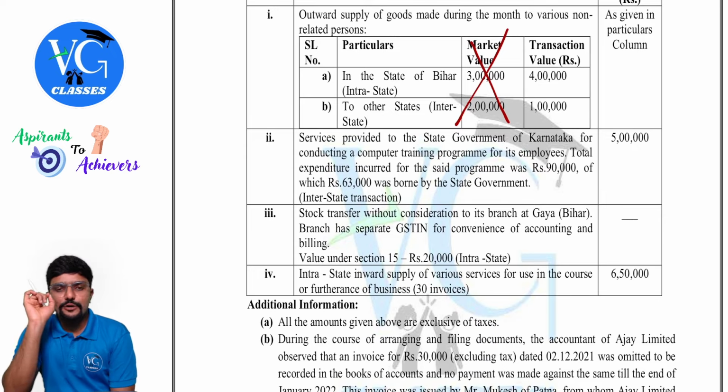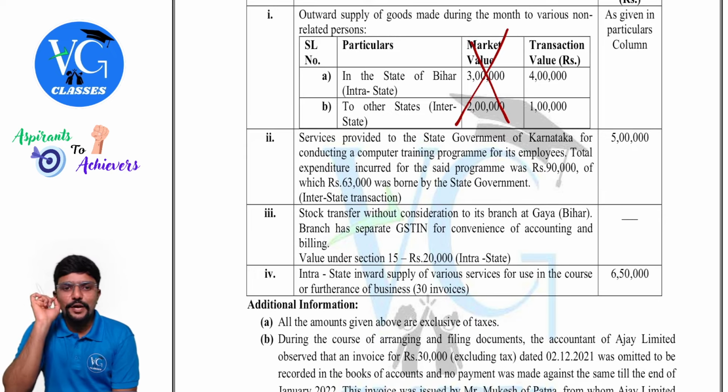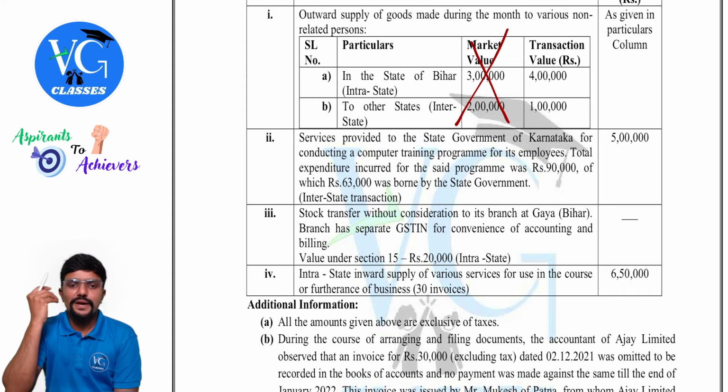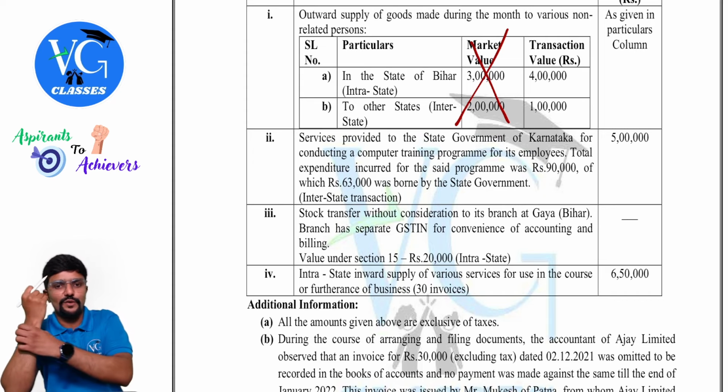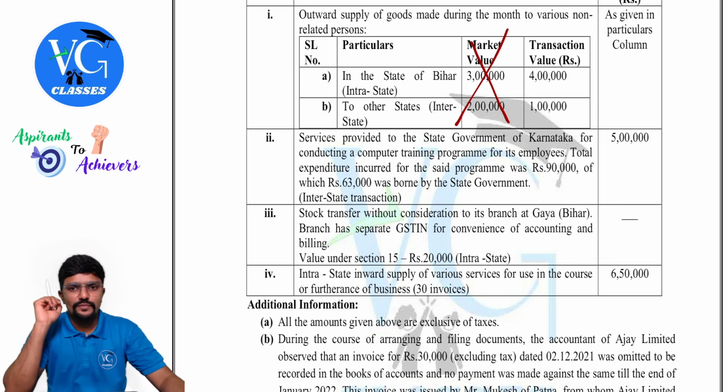Services provided to state government of Karnataka for conducting a computer training program for its employees. Total expenditure incurred for the said program was 90,000, of which 63,000 was borne by state government. Out of 90,000, 63,000 is borne by state government, it seems, guys. Okay, we have to check the percentage.